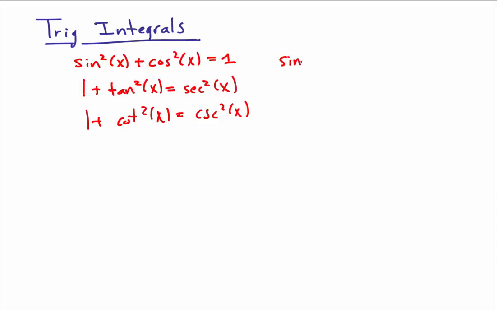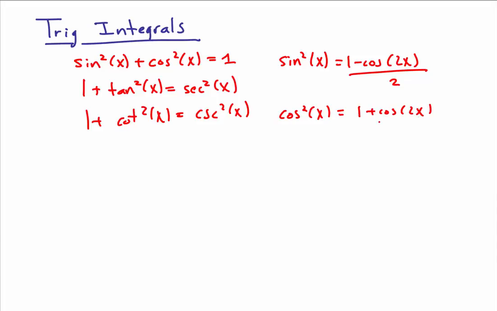We also have our half angle identity, sine squared of x equals 1 minus the cosine of 2x all over 2. And then cosine squared also has a similar one, except it's a positive: 1 plus cosine of 2x all over 2. These are called half angle identities because if you notice over here where we have the 2x, we split that in half when we go back to the x, so it's half angle identity.